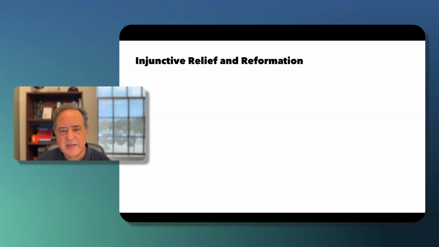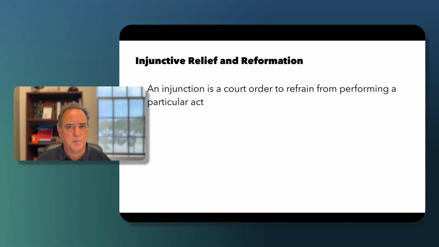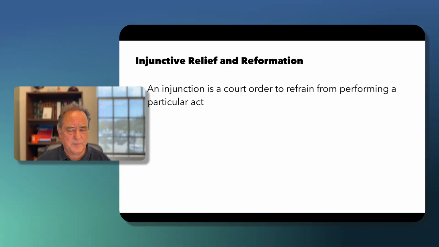And finally, reformation and injunction. An injunction is a court order to refrain from performing a particular act. For instance, if your neighbor is building a fence on your property, you don't have to let him build the fence and then sue for monetary damages. Instead, you can go to the court and ask the court to order the neighbor to stop building the fence and to remove whatever fence has been put in place on your side of the property.